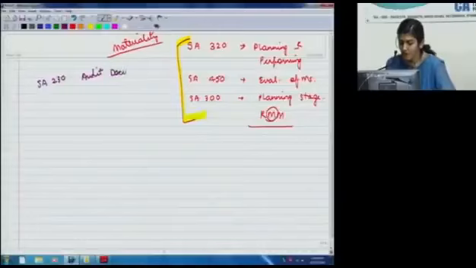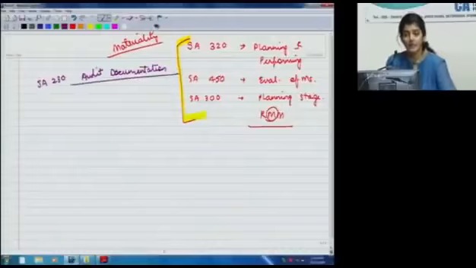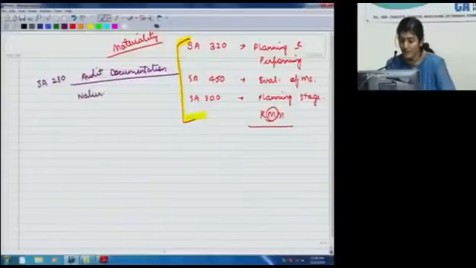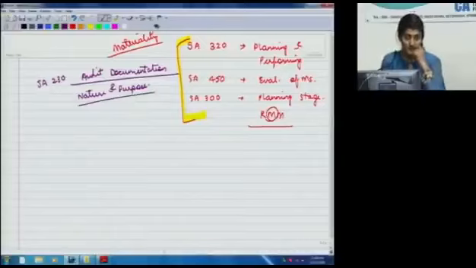What is audit documentation? A record of the audit procedures performed, the evidence obtained, and the conclusions reached. Then we talked about the first question in that essay, the nature and purpose of audit documentation. Why should an audit file be made in an audit?